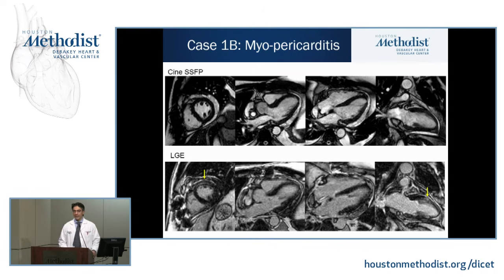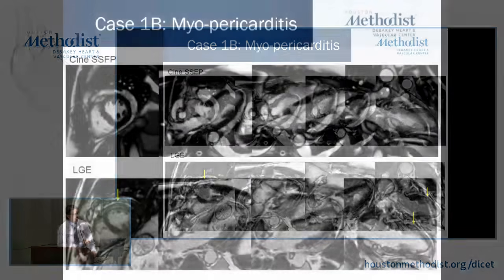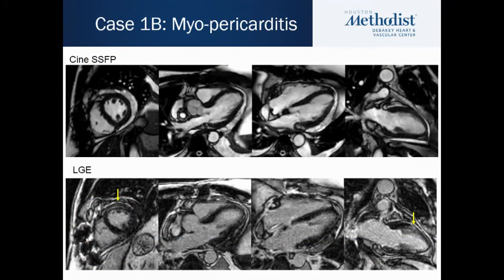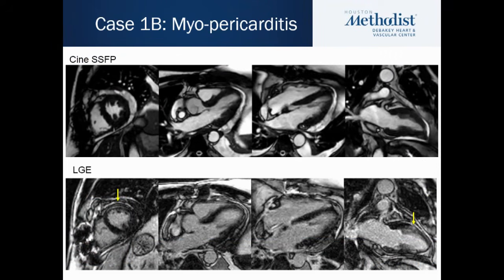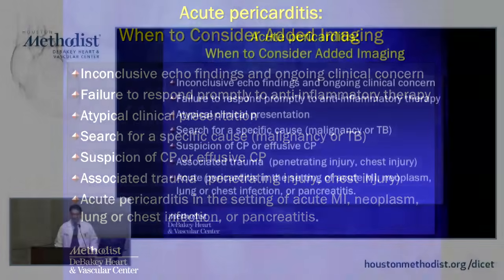We know patients can have concomitant myocarditis. You have this thickened pericardium that's rubbing against the heart, and usually in the subepicardial layer of your LGE images, you'll see some delayed hyperenhancement, and now you've diagnosed them with another disease. So there are a lot of reasons you should consider CMR for acute pericarditis. I would say whenever you don't have a diagnosis, if you have ongoing symptoms, continued fevers, not good response to therapy, or in the setting of trauma.